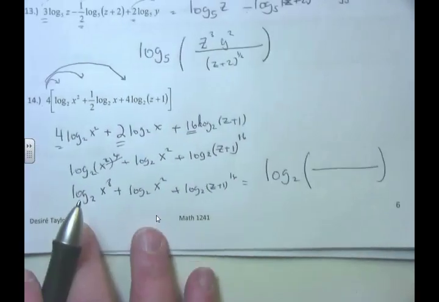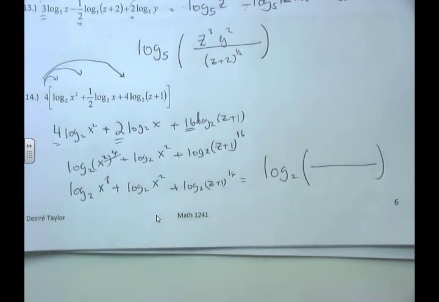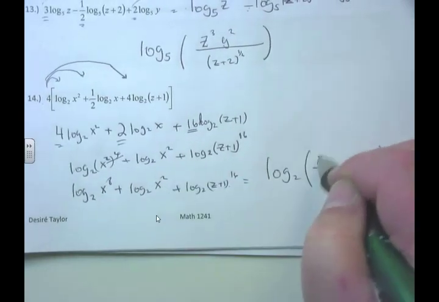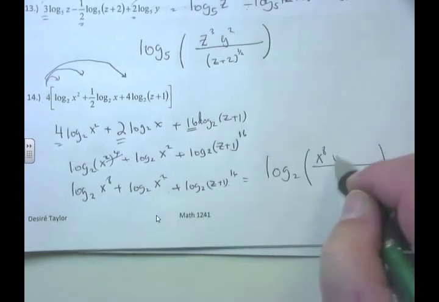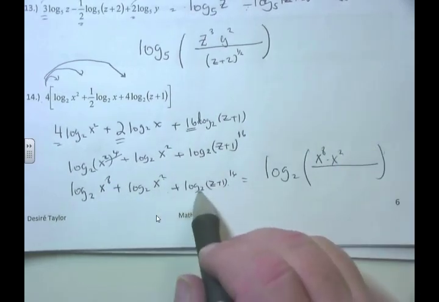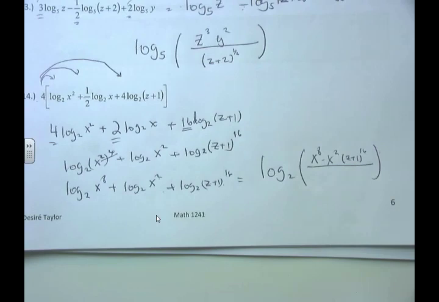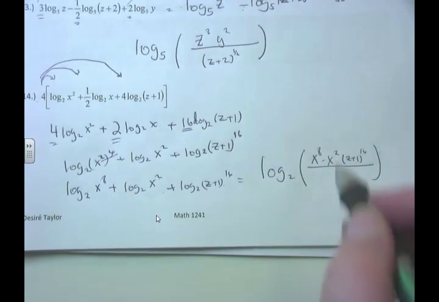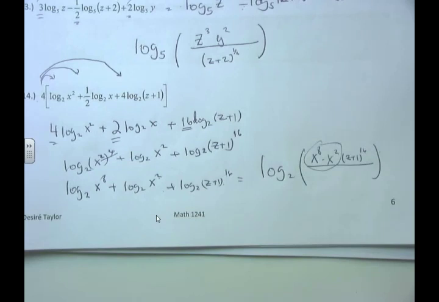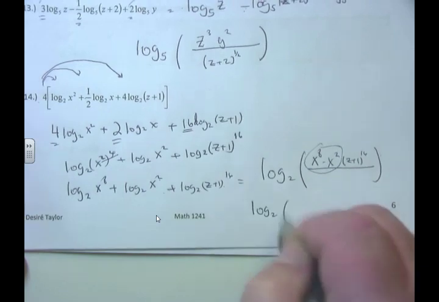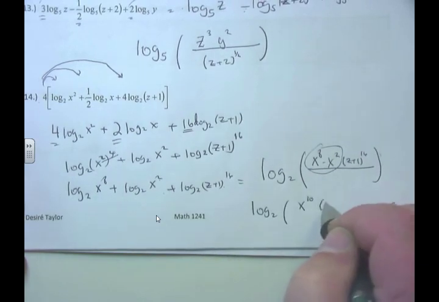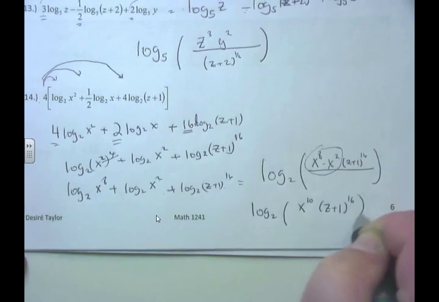Turn it into one big log. But here's the thing, all the terms are positive. So the x to the 8th will show up on top. The x will show up on top. And the log base 2 of z plus 1 to the 16th means that z plus 1 to the 16th will show up on top. You might as well combine like terms. What's x to the 8th times x? Try again. All right, when you multiply, you add. So this will be the log base 2 of x to the 9th times z plus 1 to the 16th power.